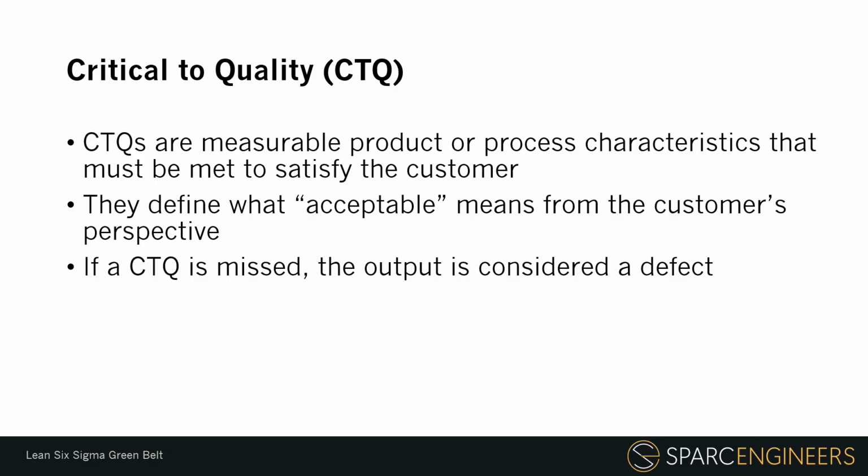For example, if a customer requires a shaft diameter to be within a certain tolerance, and the shaft falls outside that tolerance, then the part is defective even if the rest of the process looked good. CTQs give us a clear standard. They help remove ambiguity from quality discussions. Instead of saying, the customer wants a good part, we define what good means in measurable terms.